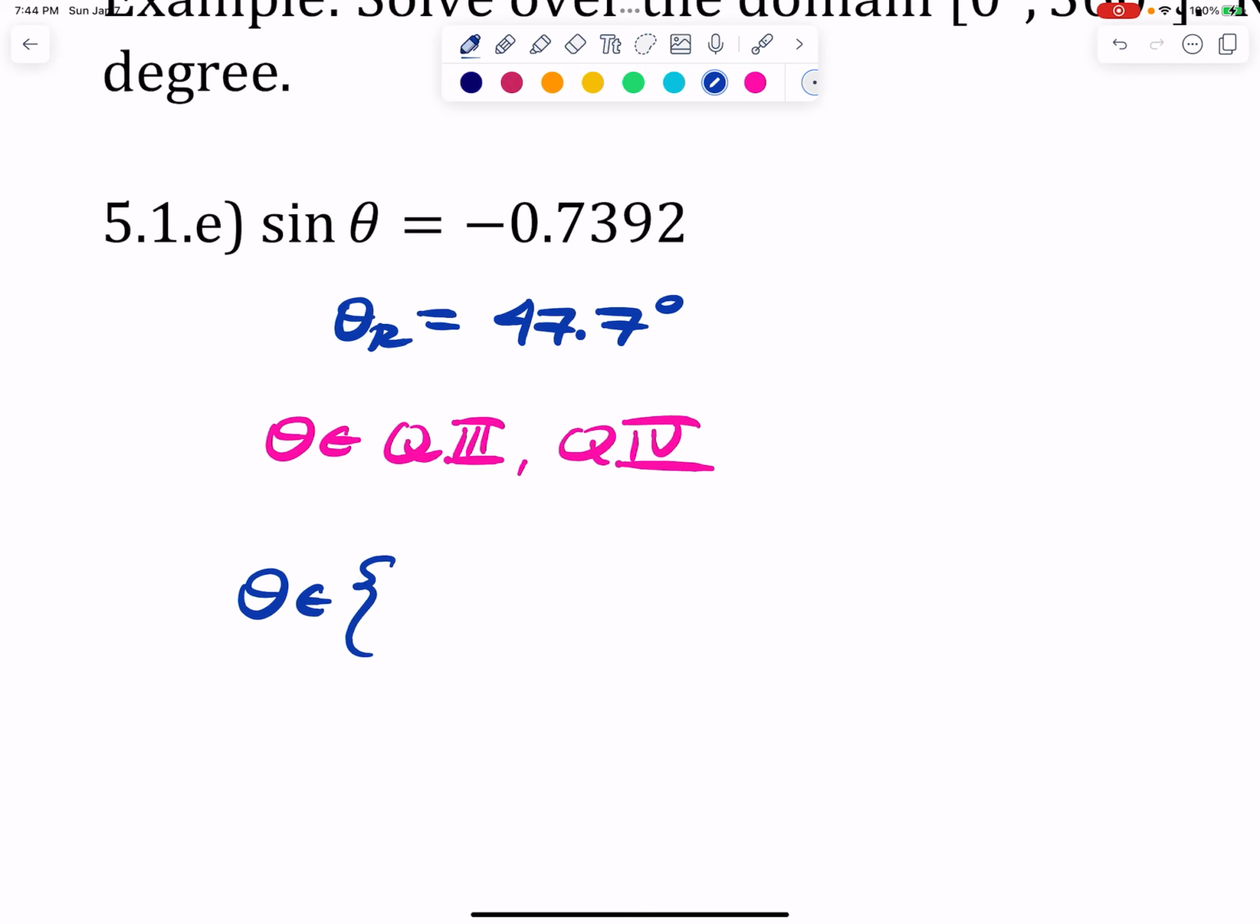So in quadrant 3, we're 47.7 more than 180, so 227.7. And in quadrant 4, we are 47.7 shy of 360. So that's 312.3 degrees.